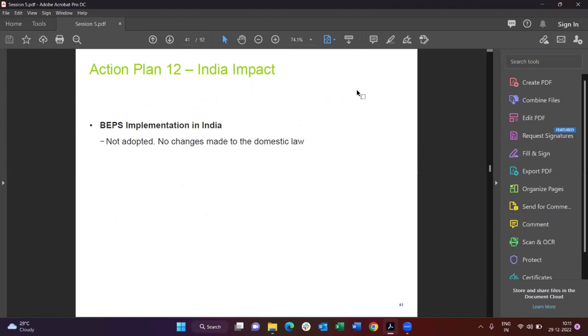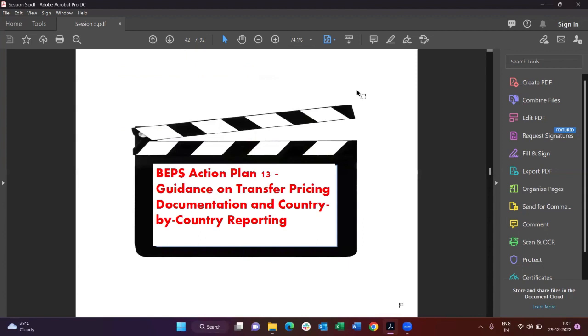And regarding BEPS implementation in India, it has not been adopted, it is not mandatory as it was not a minimum standard. India didn't adopt this standard. And no changes are made in the domestic tax law.